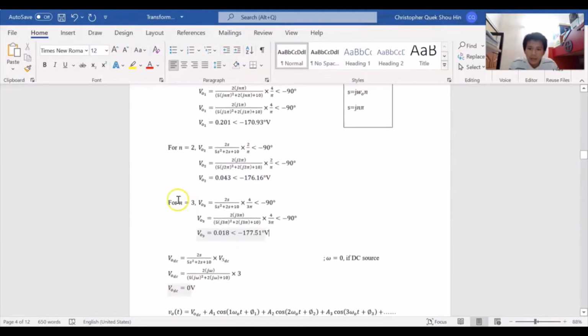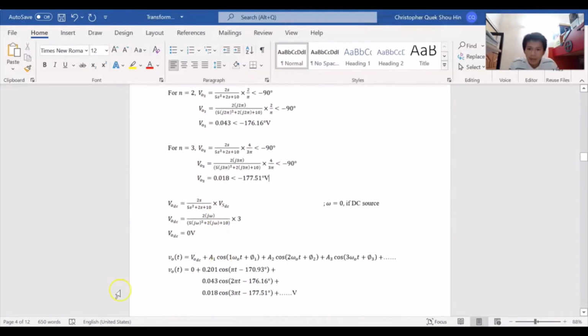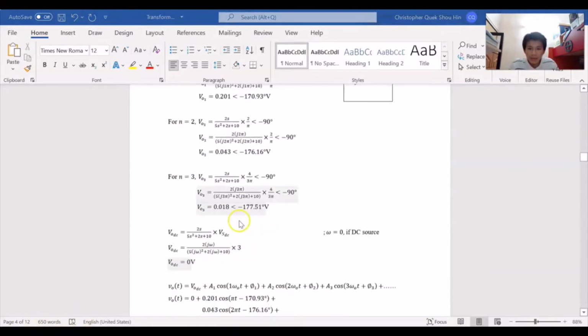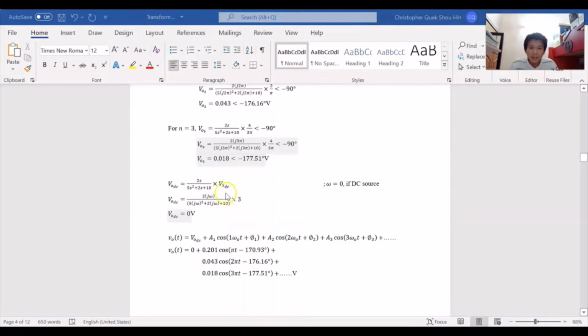And for V0 DC, we're using the same formula, times the voltage supply in DC. As I said before, in the Fourier series, the DC component of the voltage source is 3. So we substitute s equal to j omega. For a DC source, omega is equal to 0. So we substitute omega equals 0, and we will have 0 volts.